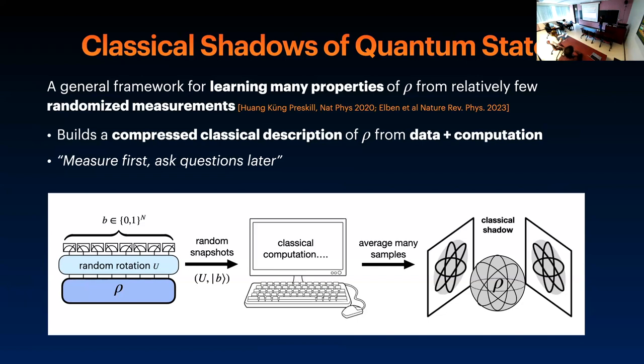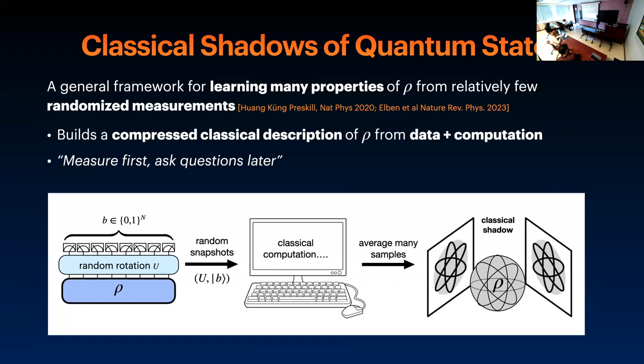The idea is to build a compressed classical description of a state from measurement data and some classical computation. And the philosophy of the method is to measure first and ask questions later. So we just want to build this description in a somewhat agnostic way, and then later on go in and try to see what we can do.